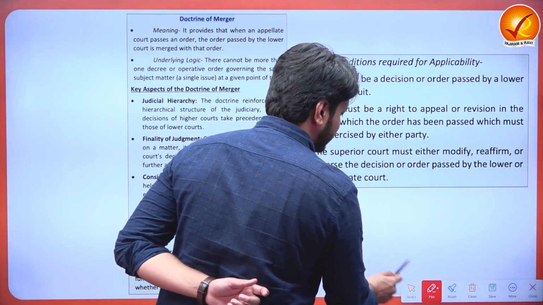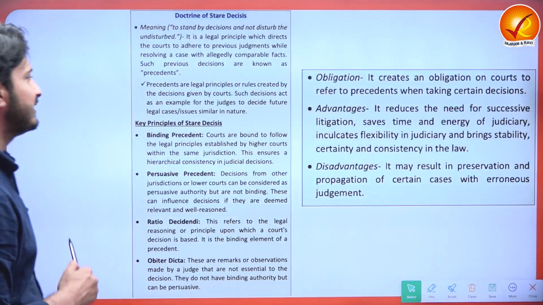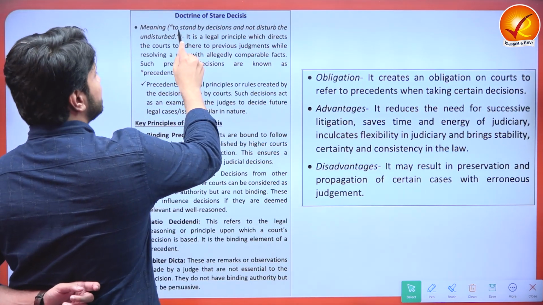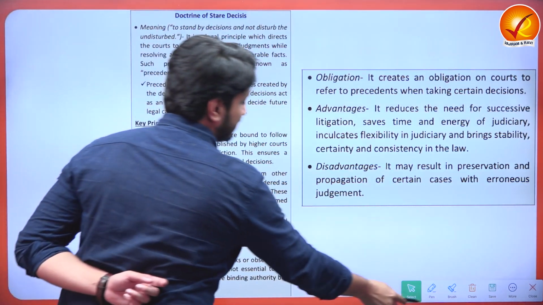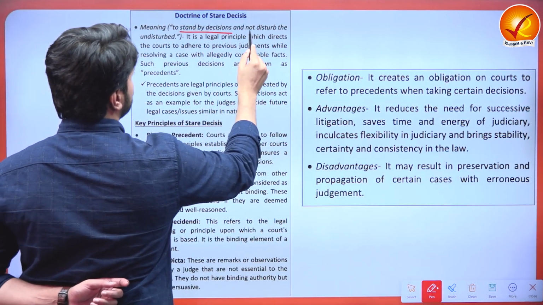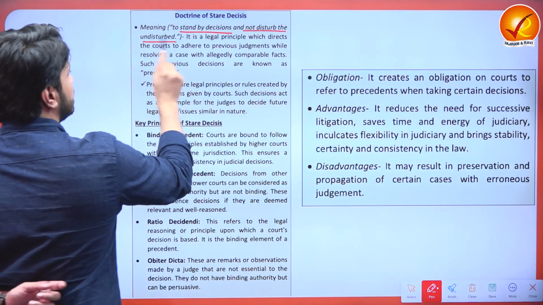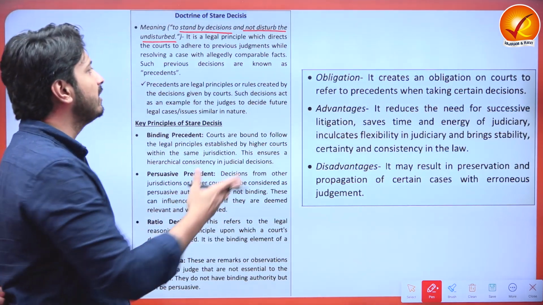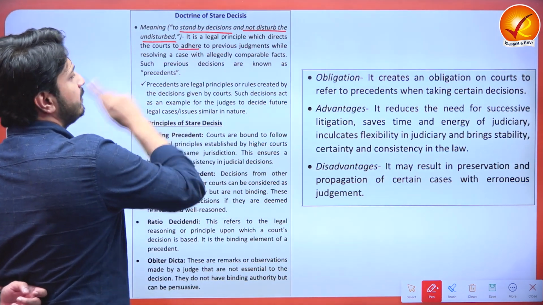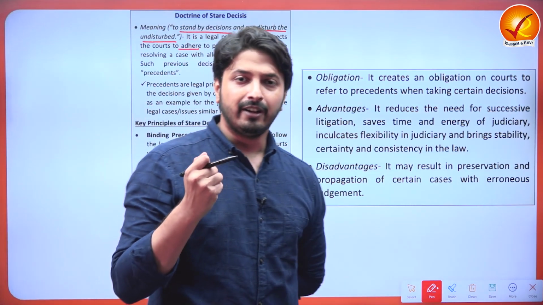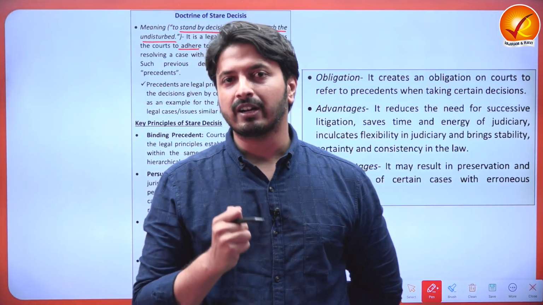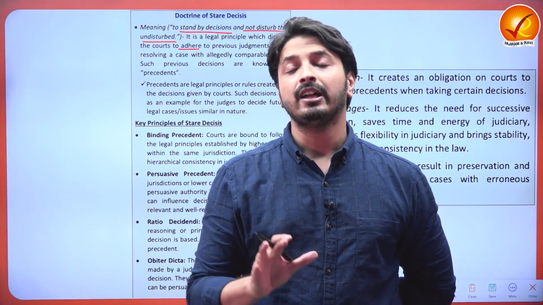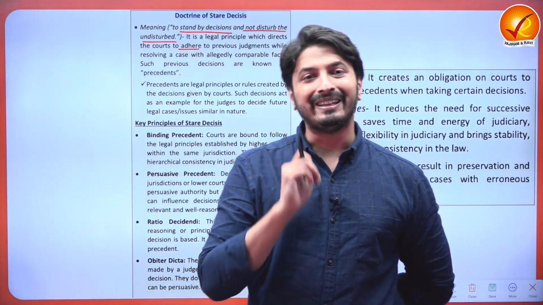Now a similar kind of thing is the doctrine of stare decisis. Stare decisis means to stand by the decision and not disturb the undisturbed. Basically, it is a legal principle which directs the courts to adhere to previous judgments. That is, it forces the various courts of our country to follow the legal precedents set by various other courts in our country. So what do we mean by precedent over here?